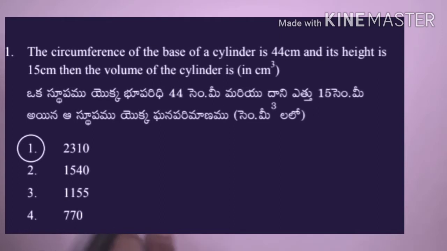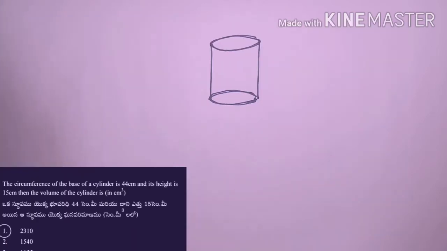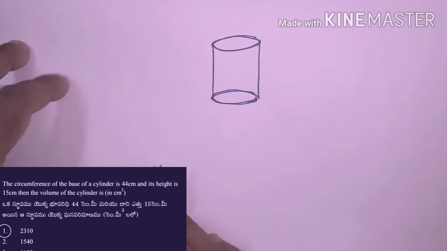So the first problem here: the circumference of the base of a cylinder is 44 centimeters and its height is equal to 15 centimeters. Then what is the volume of the cylinder? Options are 2310, 1540, 1155 and 770. Those are the options. Now given that the circumference of the base of a cylinder is equal to 44 centimeters.